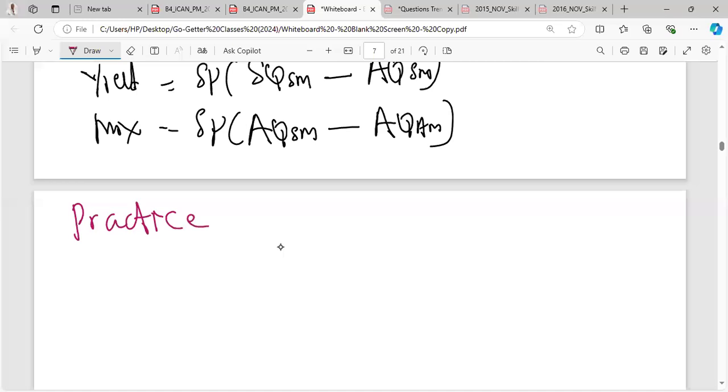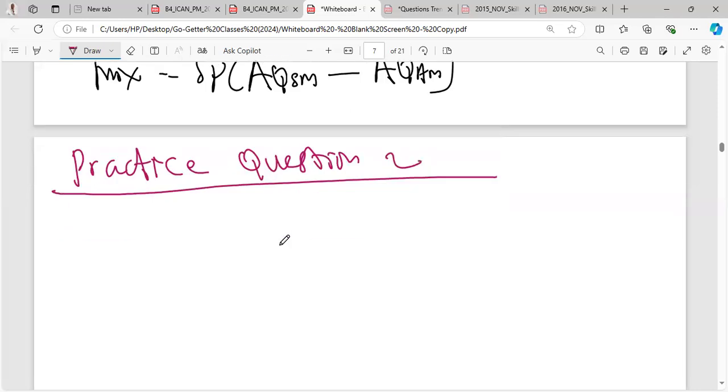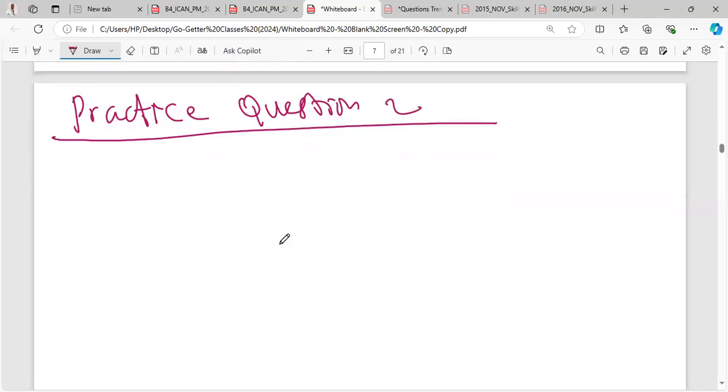Practice question 2. Now we'll first of all do the direct material usage variance so that we'll be getting acquainted with it.